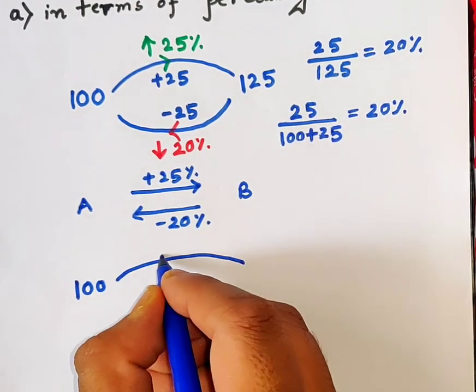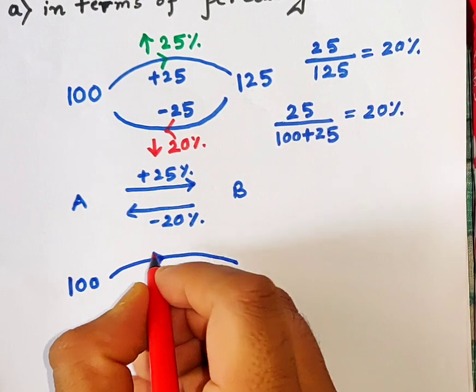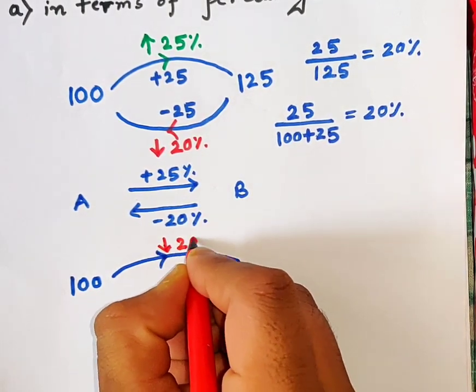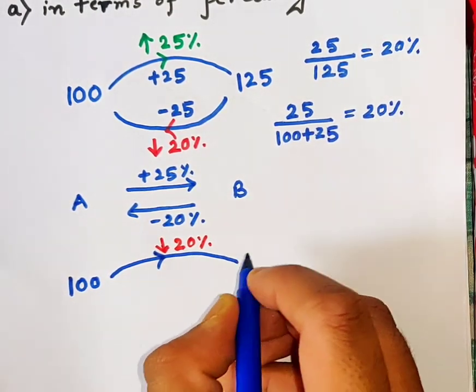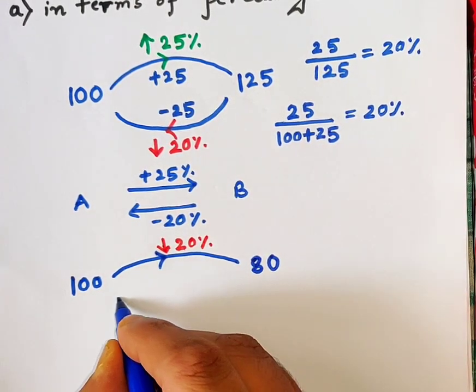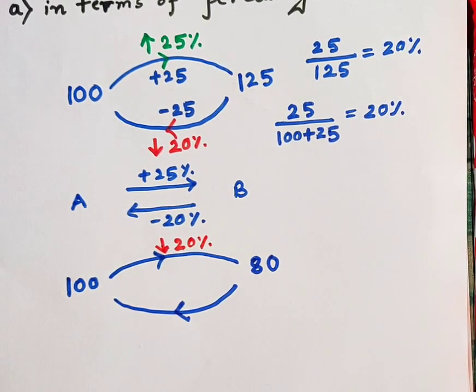You are reducing 100. For example, you are reducing by 20%. So if you reduce 20% from 100, what does it mean? You are multiplying 0.8 with 100. This will become your 80. Then how much value will you add to this?